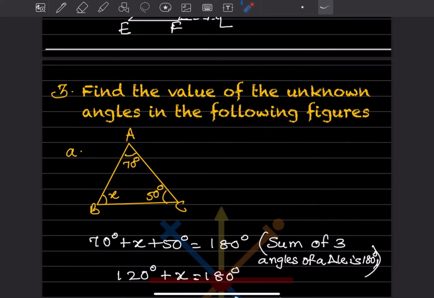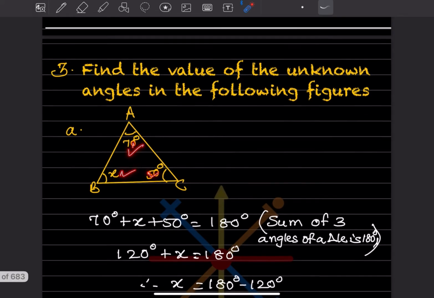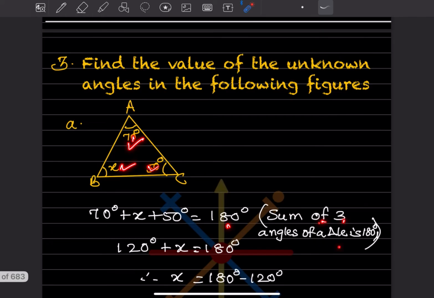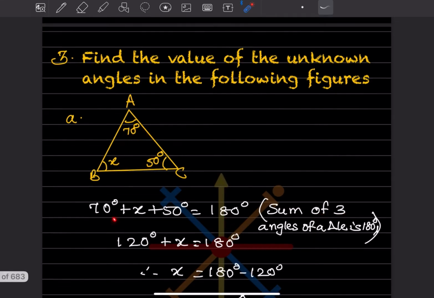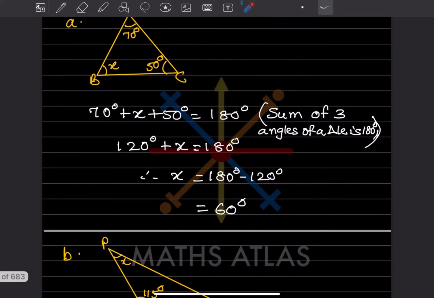Find the value of the unknown angles in the following figures. So now this is the figure given. So you know the angle sum property. The sum of all the angles should be 180. We want this unknown, x over here. So when you add this and this, that should be 180. So we have to write the reason: sum of the angles of a triangle is 180. So this will be 120 plus x is 180. So x is going to be 180 minus 120. So x will be 60 degrees.